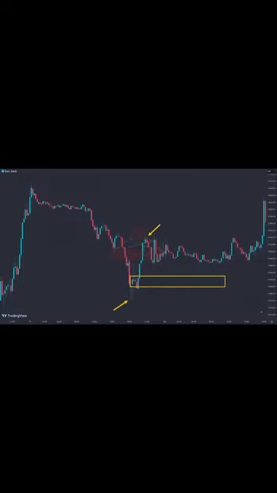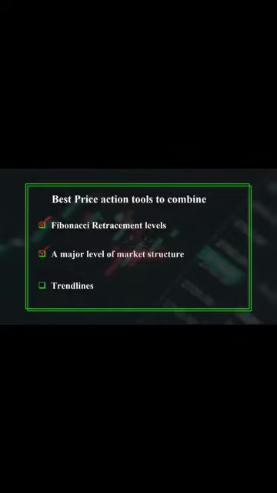Let's continue with the second price action tool, a major level of market structure. A major level of market structure refers to a level that has been rejected multiple times, acted as both support and resistance, and has recently been respected. For example, here, this area has been rejected multiple times recently, and it has acted as both support and resistance. When the price returns to this zone, this is an excellent opportunity to look for short entries.